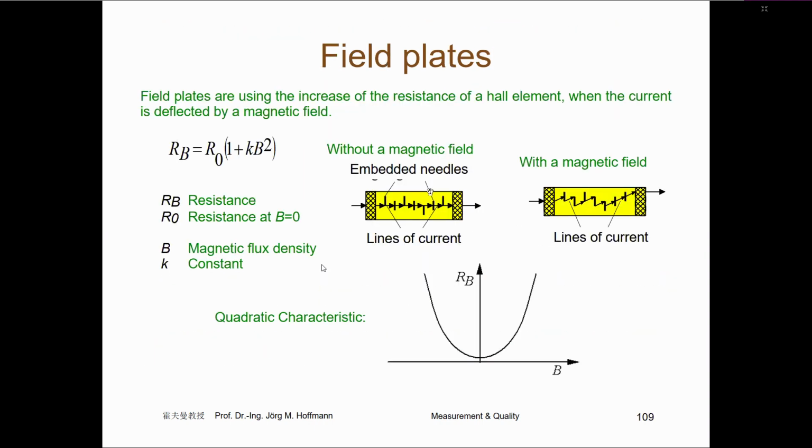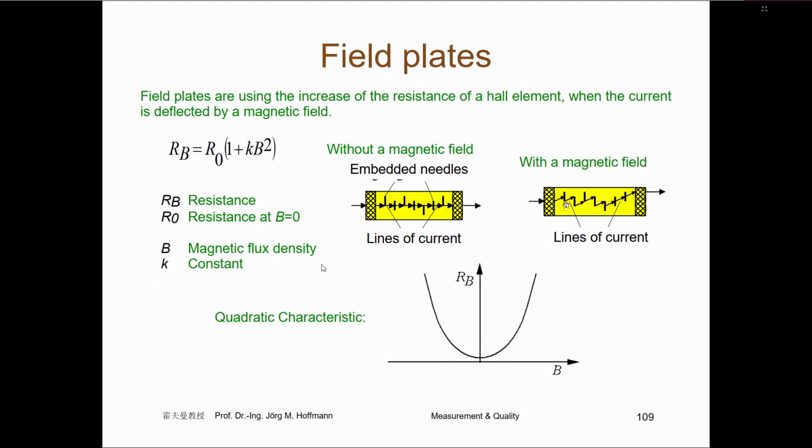And you see here you have embedded metal needles, so that the electrons take the shortest way from needle to needle, and you come on a shortest way to the output.